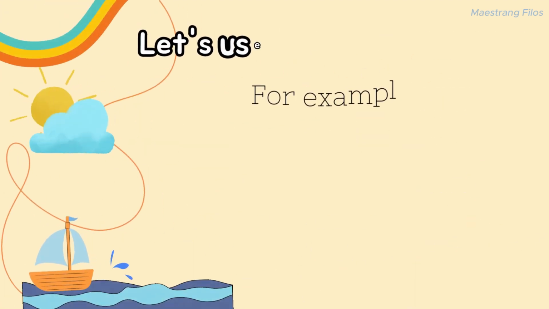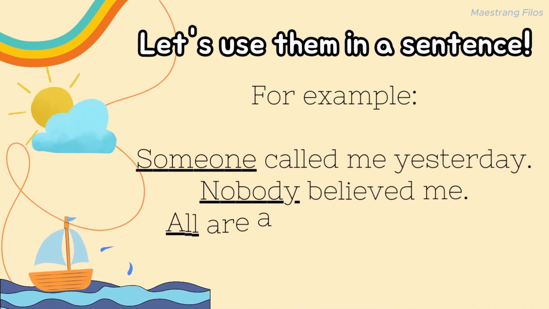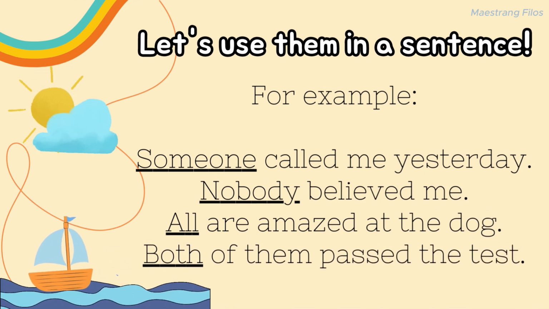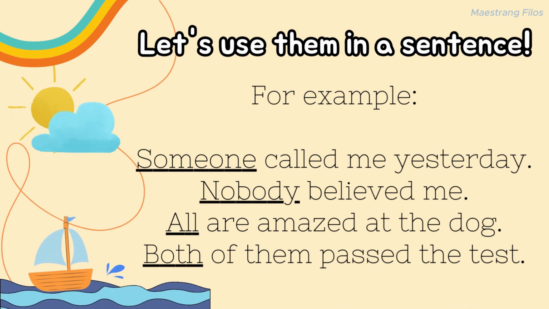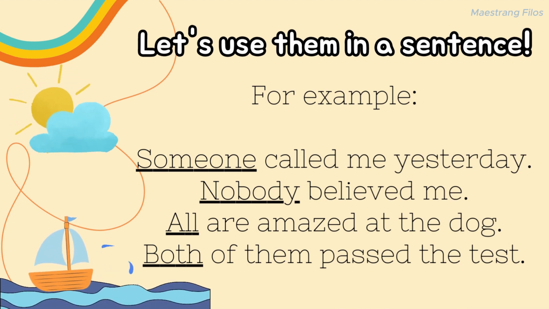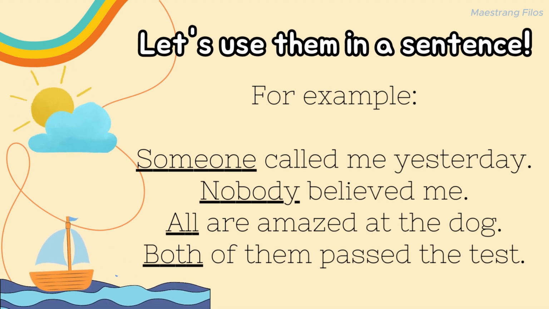Let's use them in a sentence. For example, someone called me yesterday. The indefinite pronoun is someone. Nobody believed me. The indefinite pronoun is nobody. All are amazed at the dog. The indefinite pronoun is all. Both of them passed the test. The indefinite pronoun is both. Take note that all the underlined indefinite pronouns have no specific gender or quantity.